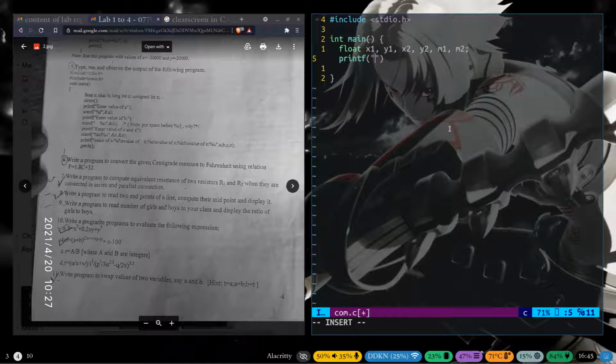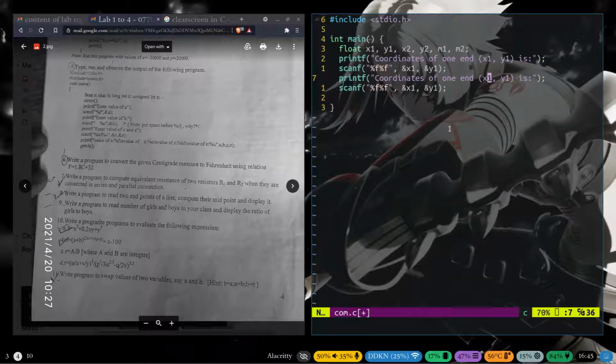printf: what is the value of coordinates of x1, coordinates of one end is x1 and y1. Print, scanf will be percentage f and x1 and y1, right? So yeah, 2 and 2, 2 and 2.